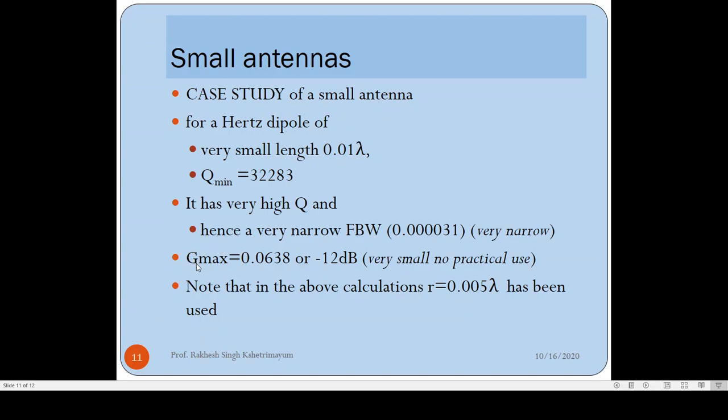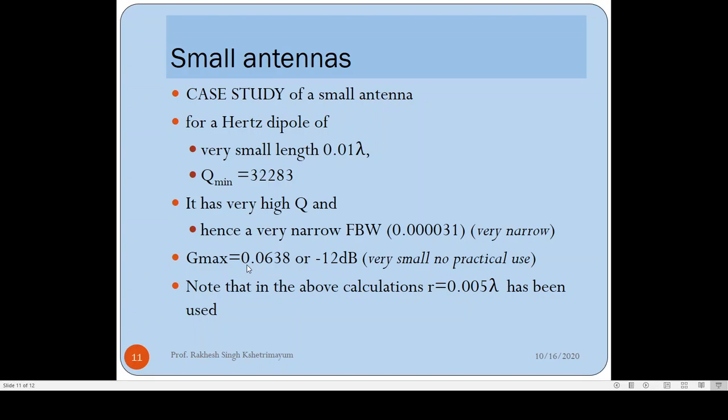The second thing is that Harrington also gives you the maximum gain, and we can find out the maximum gain for this antenna, and it turns out to be 0.0638 or minus 2 dB. So this gain is very low, so you won't be able to use it for any practical applications. In the above calculations, we have used the radius of the smallest sphere which will be able to enclose this Hertz dipole of length 0.01 lambda as 0.005 lambda. So now what you observe is quality factor is very high, bandwidth is very small, and gain is very minimal.